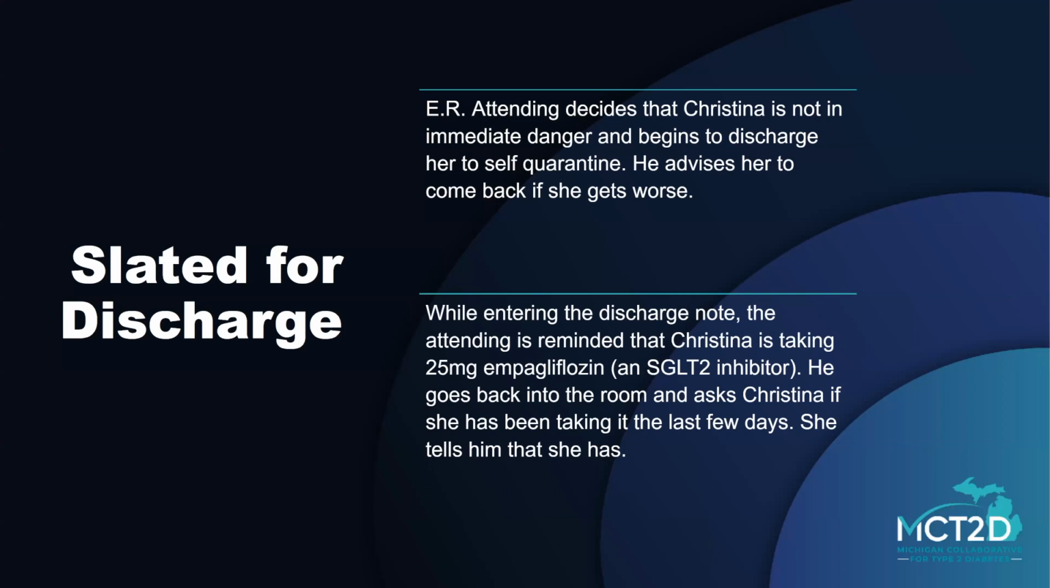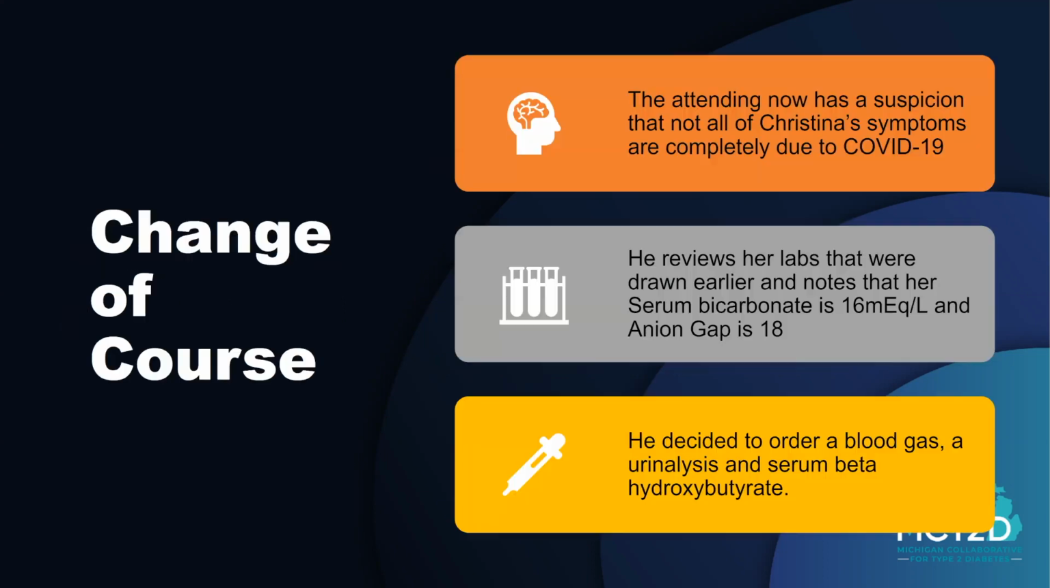So the emergency room doctor was ready to discharge this patient to home, thinking that most of her symptoms were COVID-19 and that she didn't need to be admitted for COVID-19, that she could safely go home and be monitored. But while he's entering the discharge note, he notices that she's on an SGLT2 inhibitor. He goes back in the room and asks Christina if she's been taking it in the last few days, and she tells him that she has.